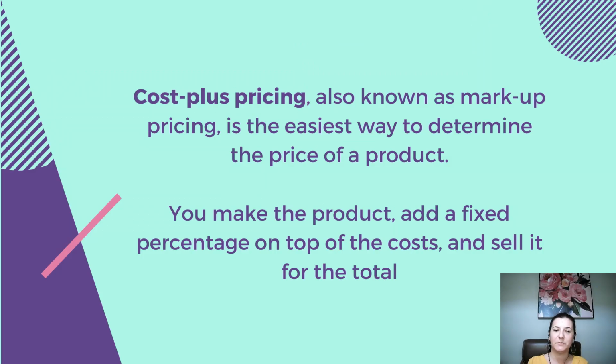So the cost plus pricing, just like it says here, is also known as markup pricing. It is very common and it's the easiest way to determine the price of a product. So you make the product, add a fixed percentage on top of the cost, and sell it for the total. So how does that look? If you make the product and it costs you $20 to make it, you can put 50% on it.